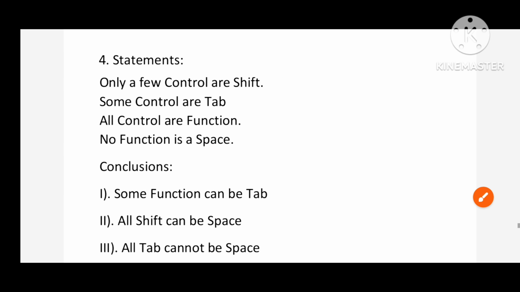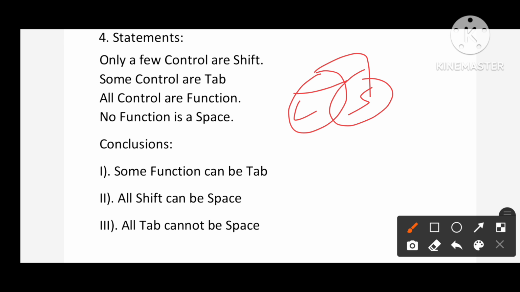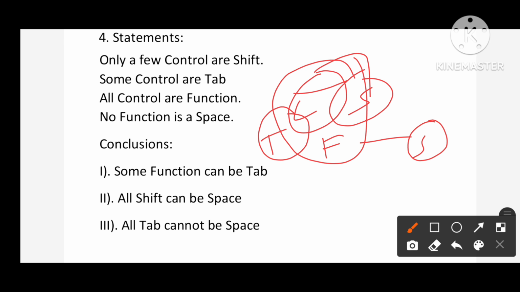Next, question number 4. Only a few control is shift. Some controller are tab. All controls are functions. No function is a space. Let's see the conclusions. Some function can be tab.